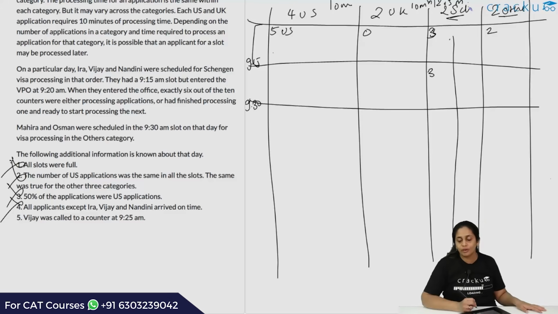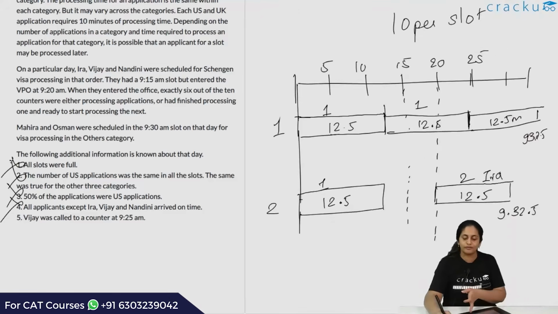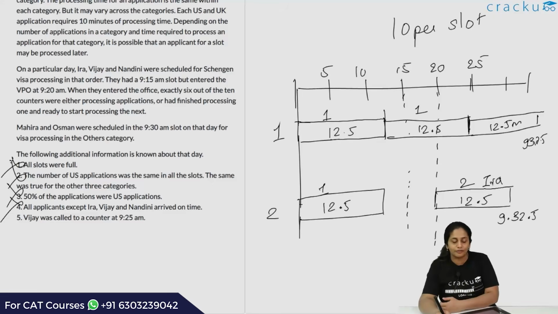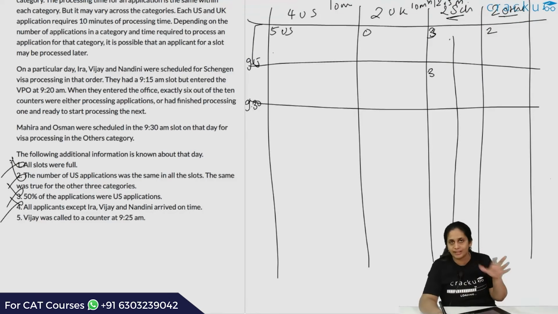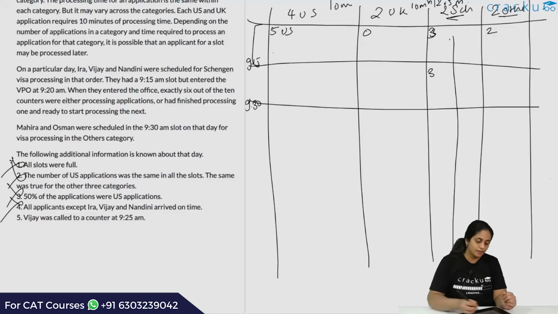Now, the only one left to figure out is the others application time. If I have the others application time, I can easily draw out this schedule for everybody. The way I have drawn this out for Schengen, I can do that for the others also. UK, anyway, has 0 applications. US, I know that there are 10 minutes per application, so I can easily show exactly how it is working. The only one left is essentially others, and I don't know the time for that.